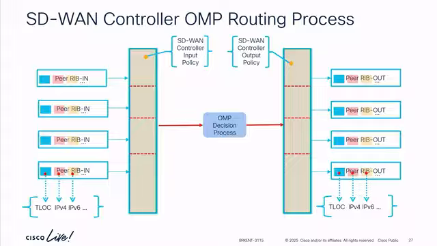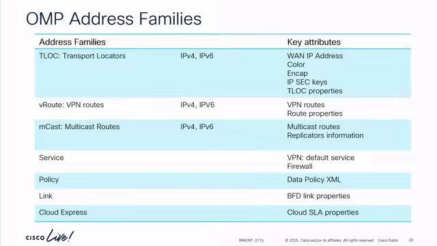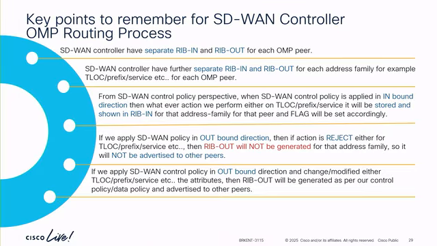So from the scale point of view, whatever routes you receive from the WAN device will be placed in the RIB in. That's very important to understand. These are the address families which the OMP protocol supports: TLOC, vRoute, multicast, services, etc. This is what I just explained to you. These are the key points. We have a separate RIB in and separate RIB out for each OMP peer. When we apply the control policy, it is before the OMP decision process kicks in.